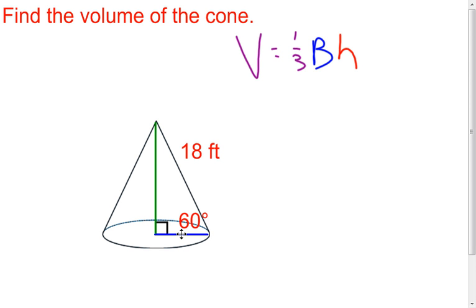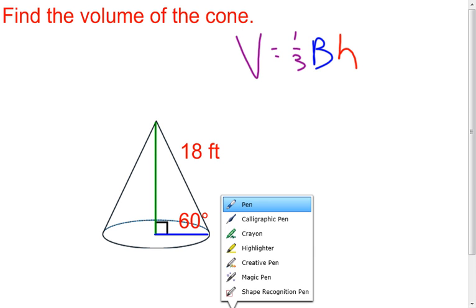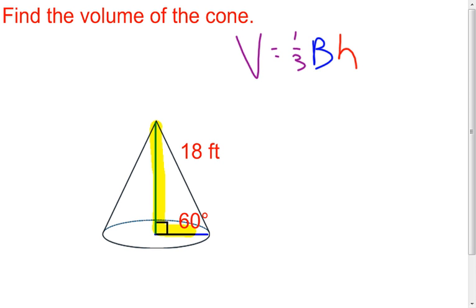But I do look at my picture and I notice that I have a 30, 60, 90 triangle in here, and I know the length of the hypotenuse. So very quickly I can calculate the length of the radius, which is the short leg of my 30, 60, 90 triangle, just by taking the hypotenuse and dividing by 2. So now I can figure out the area of my base. I can do pi times 9 squared. There's big B, or the area of the base. Now all I need is the height.